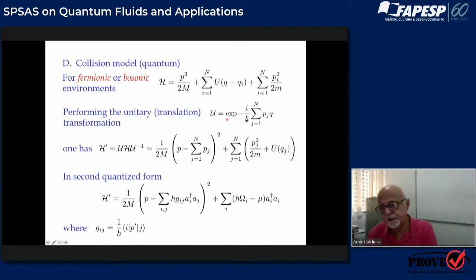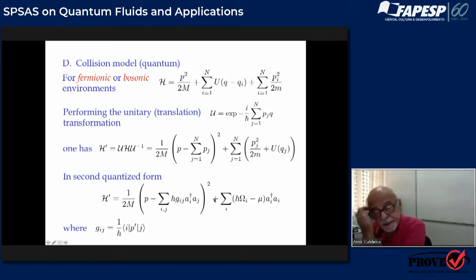So I can perform this unitary transformation and show that I can transform this Hamiltonian into this one here. I can also use a second quantized form for my many-body system and rewrite my Hamiltonian in this form. So that's the total momentum of the environment, namely many bosons or many fermions. And so this is reduced to the fermions or bosons being scattered by the particle fixed at the origin, for instance. So that's what happens here. This J here is just the momentum of single particles, and that's the usual second quantized representation for the momentum.